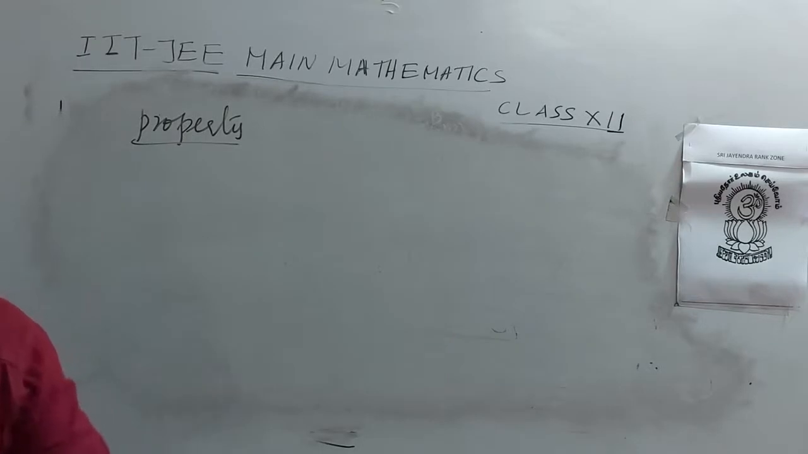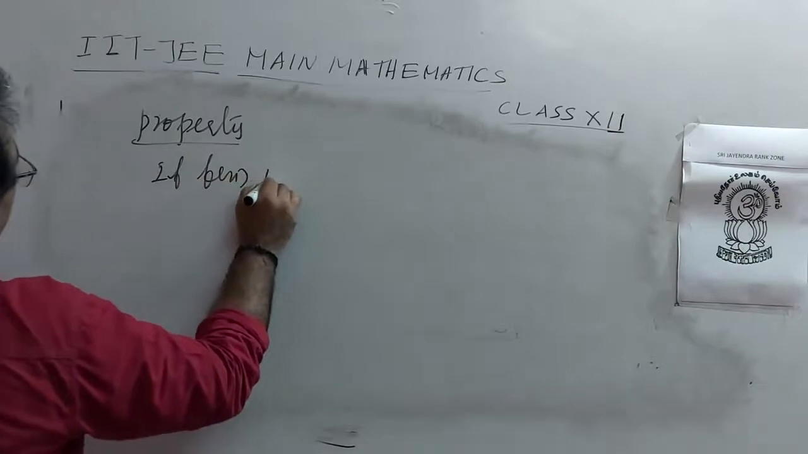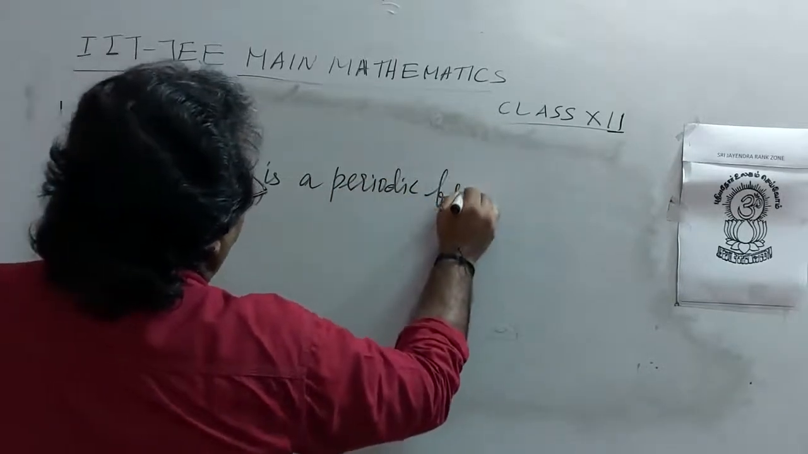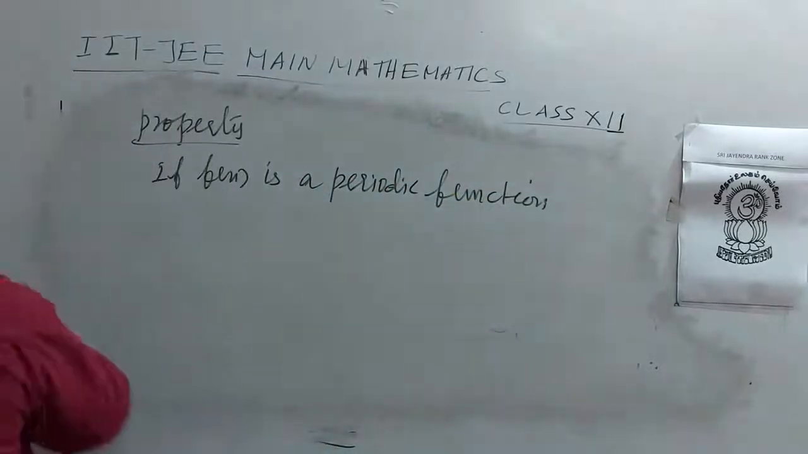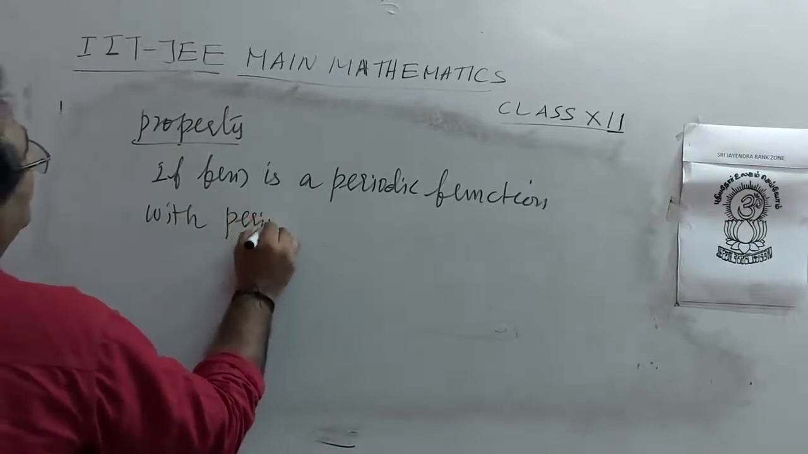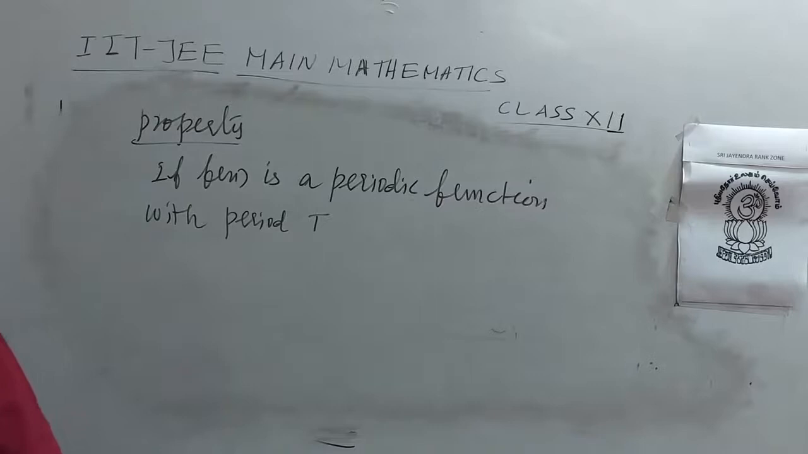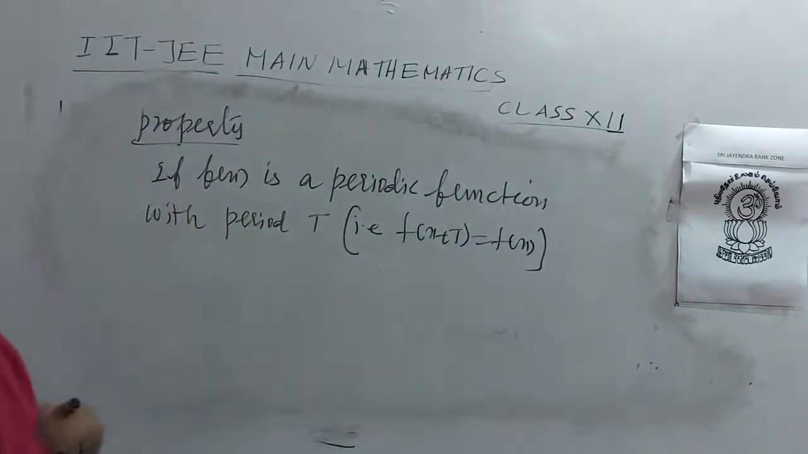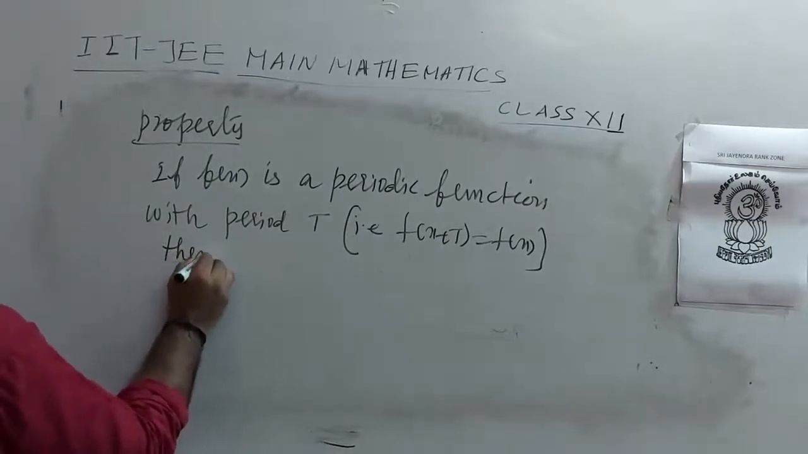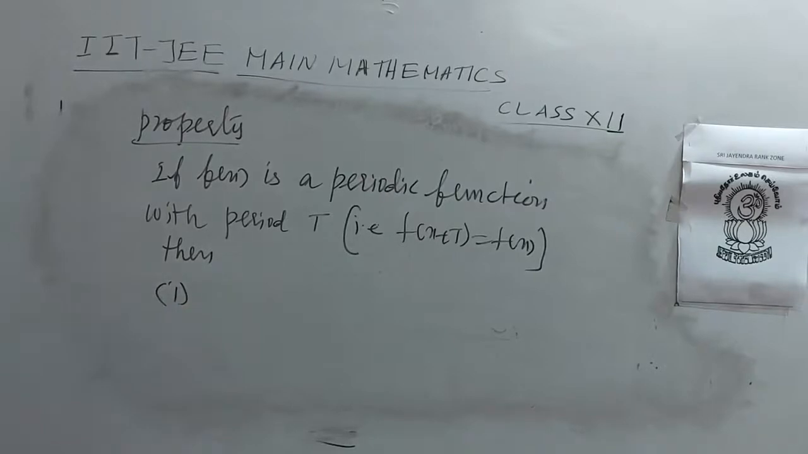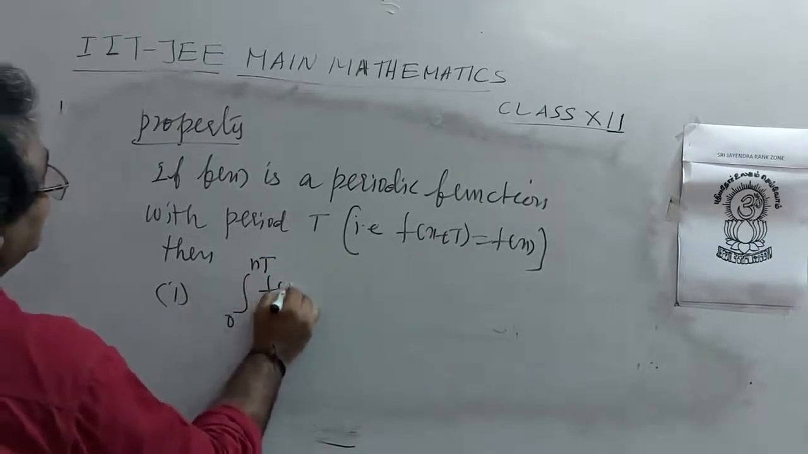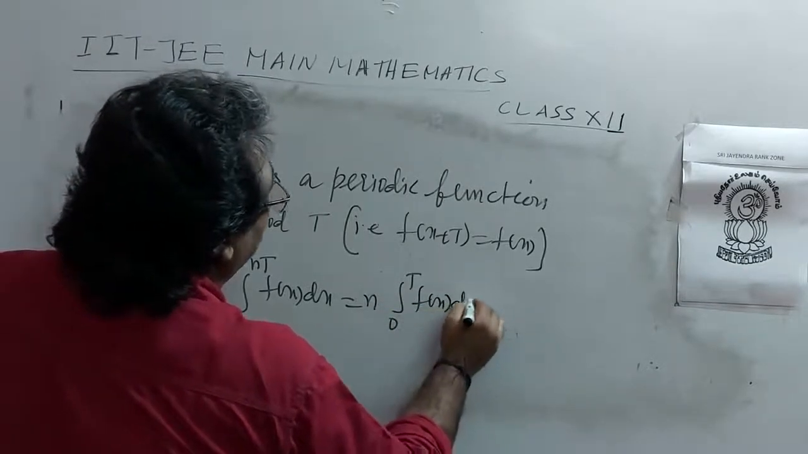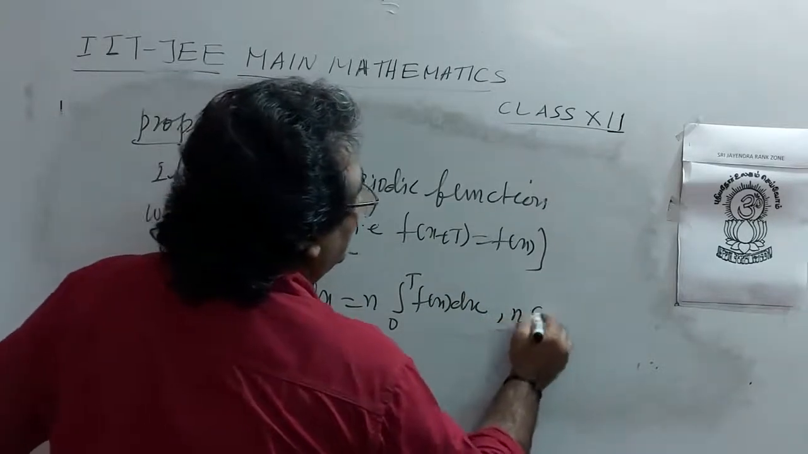Property: if f of x is a periodic function with period t, that is f of x plus t equals f of x, then integral 0 to nt f of x dx equals n times integral 0 to t f of x dx, where n belongs to I.